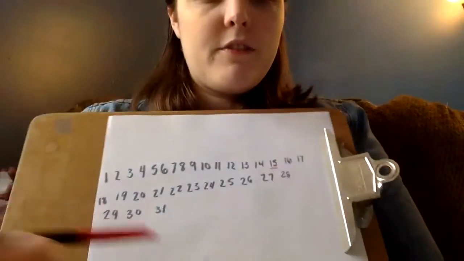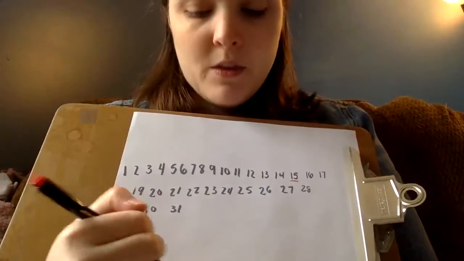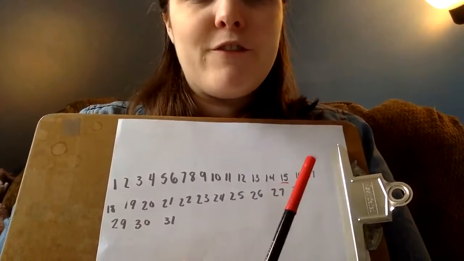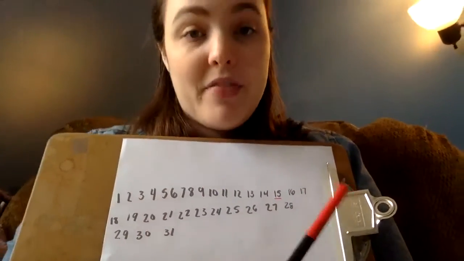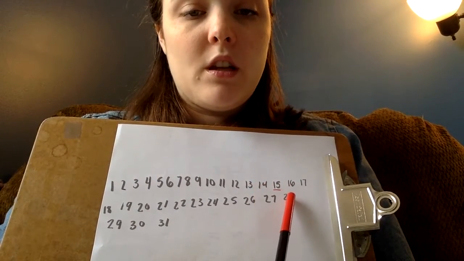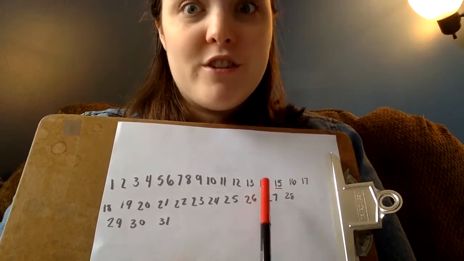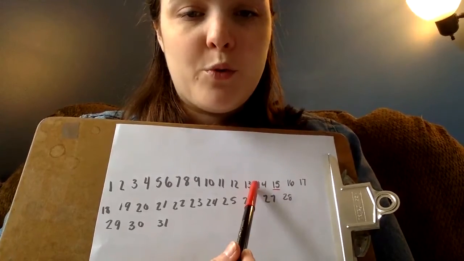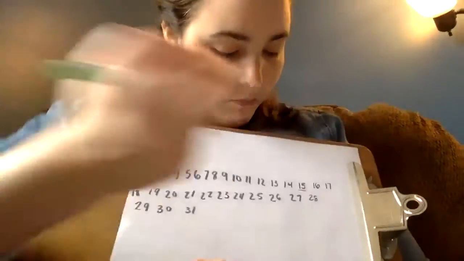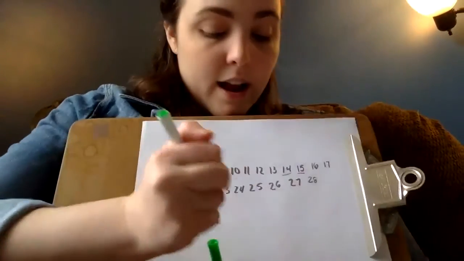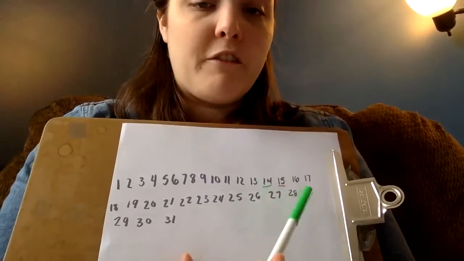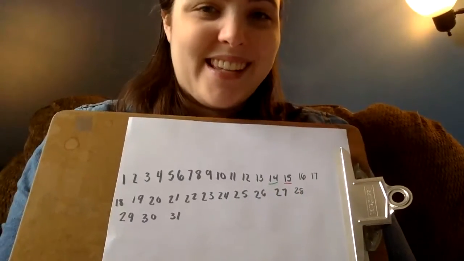So I underlined 15. Looking at the number 15, what number comes before 15? Now, if you remember, that's the number that, is it this number or is it that number? So 14, you are right. 14 comes before 15. So I'm going to underline 14 in green. And then if I'm looking for the number that comes right after 15, I would go 14, 15, and then that would be 16. Good job.